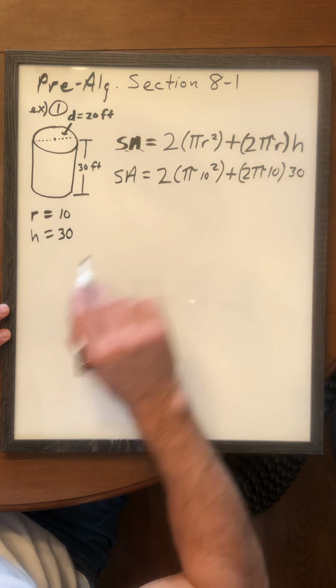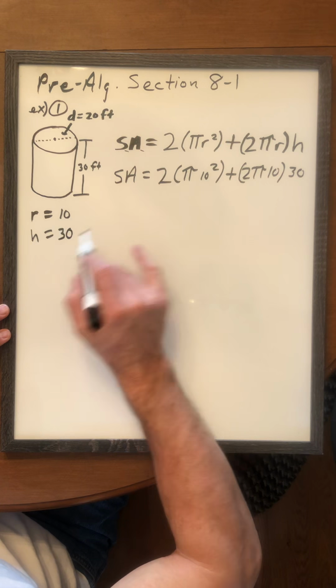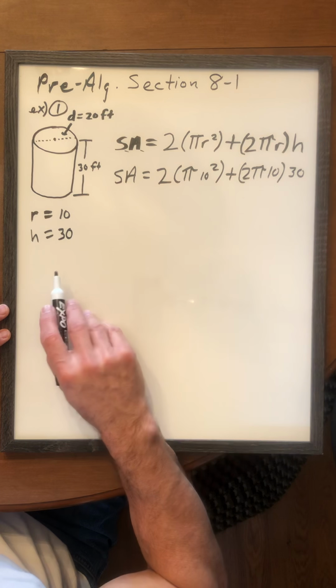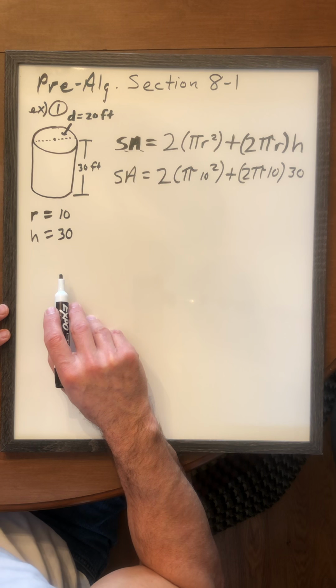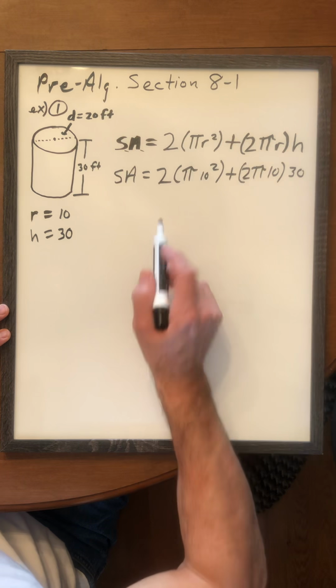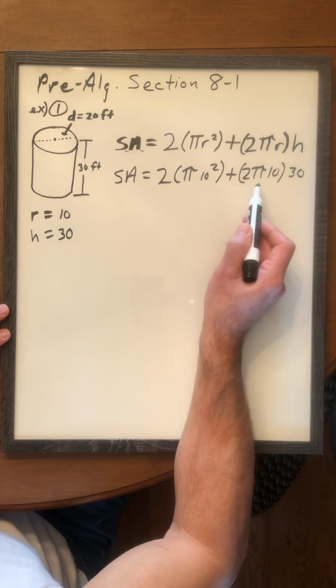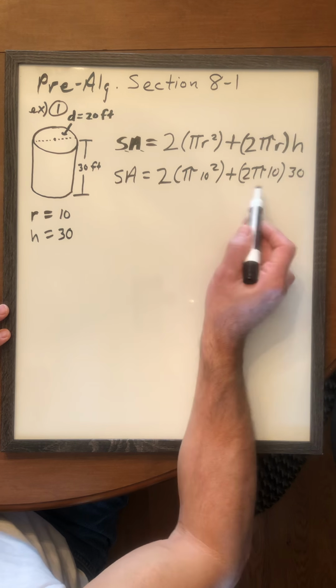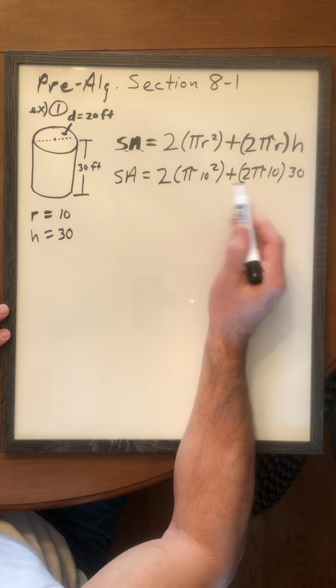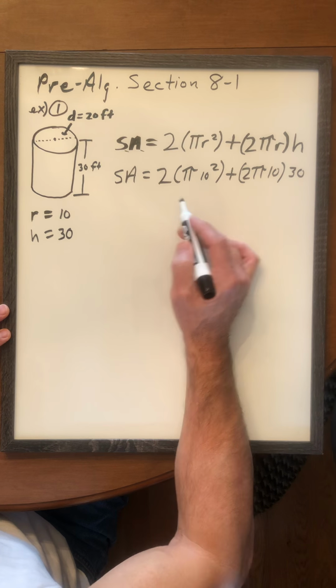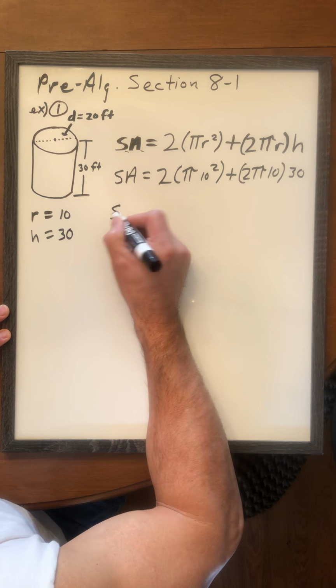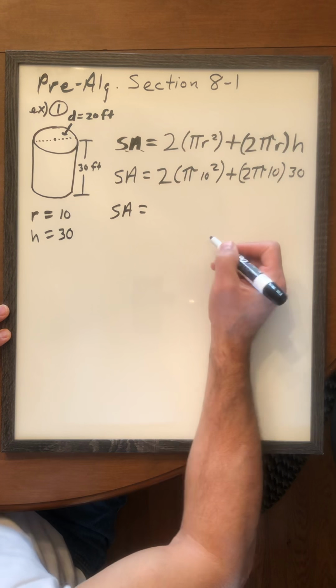So we wrote down the formula. Now we've got our numbers for r and h. We plug those in. That's our second step. Now we can start to solve. We want to leave our pi symbol in the formula until the end. So we're just going to leave pi in there. And so now I'm going to start solving the problem.